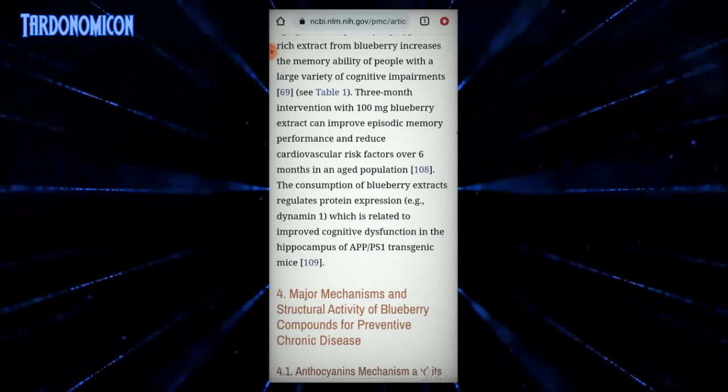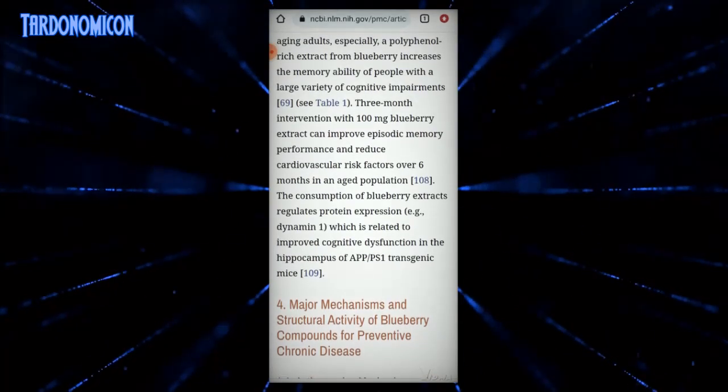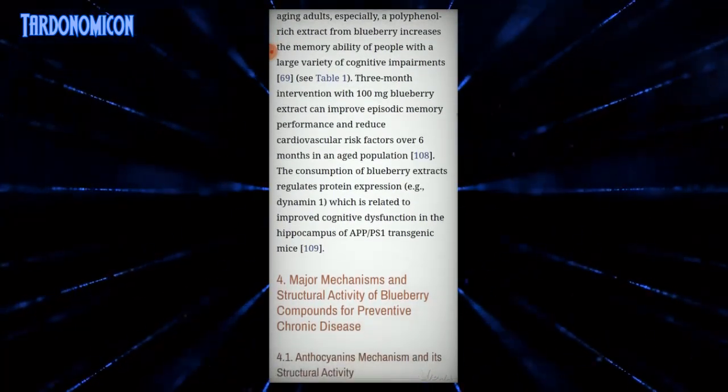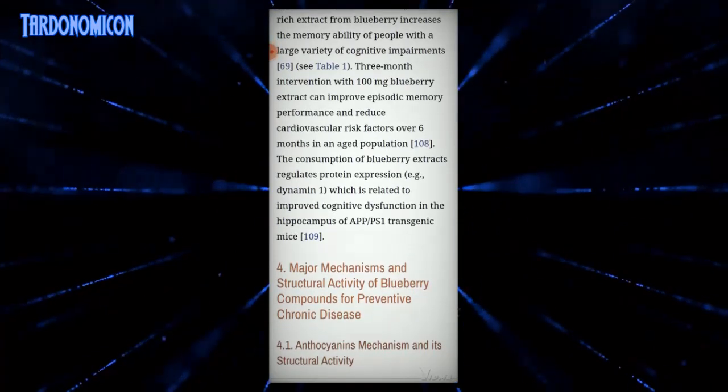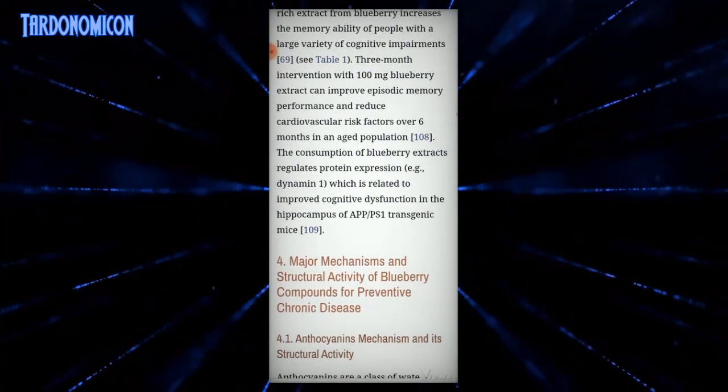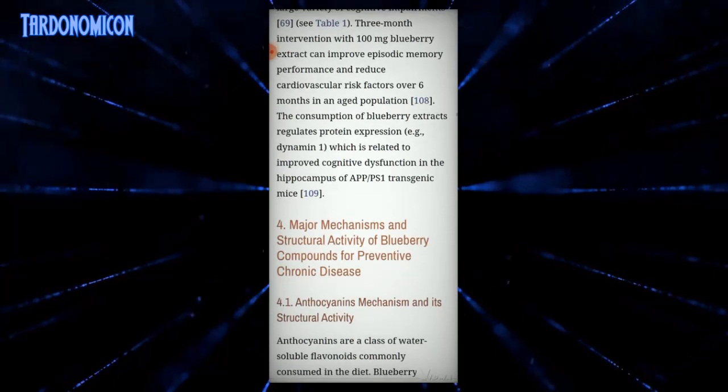Now people are like, what's blueberry extract? You can take blueberries, throw them in a blender, blend them up, and drink the slush. And that's blueberry extract, technically.